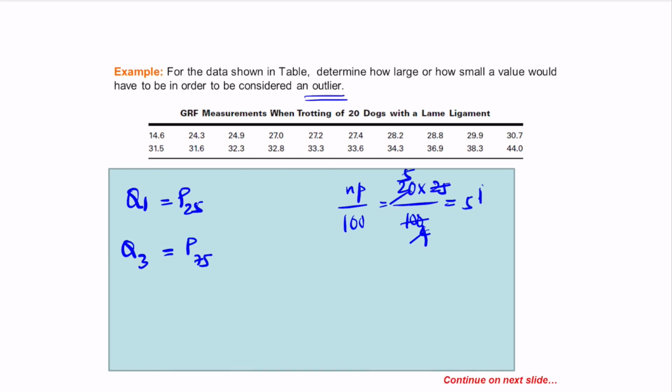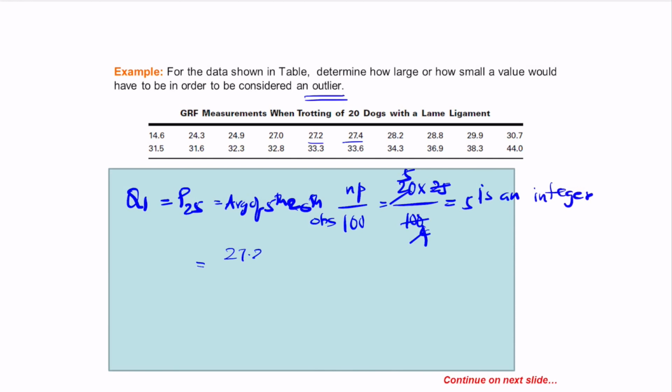So it is an integer. Remember that if it's an integer, we take the average of that observation and the next observation. So here we are taking the average of the 5th and 6th observations. The 5th observation is 27.2 and the 6th observation is 27.4. So we take 27.2 plus 27.4 divided by 2, and that becomes 27.3. So this is Q1.